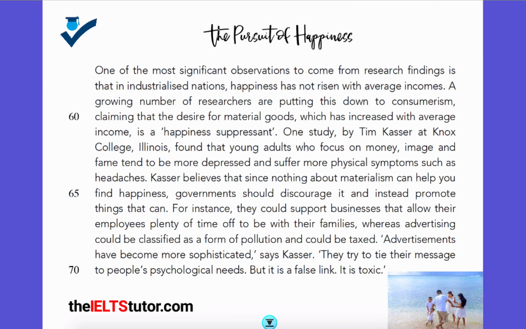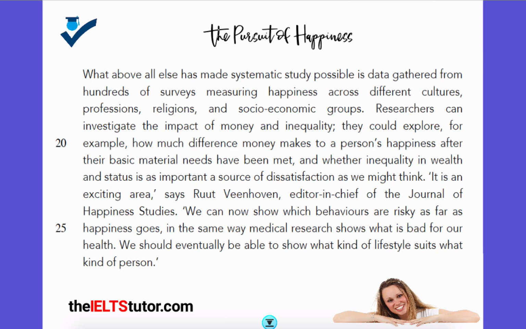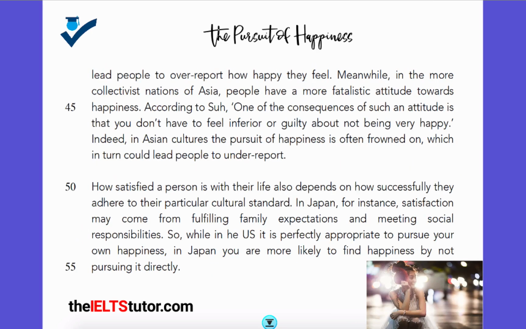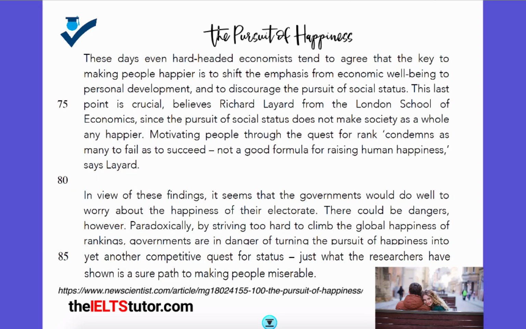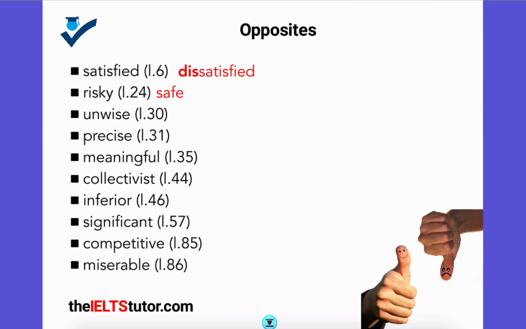which is in line 24. We can now show which behaviors are risky as far as happiness goes. So risky here actually means dangerous. We can show which behaviors are dangerous. So the opposite of dangerous would be safe. All right. So if you put safe, I think you could give yourself 1 point there.